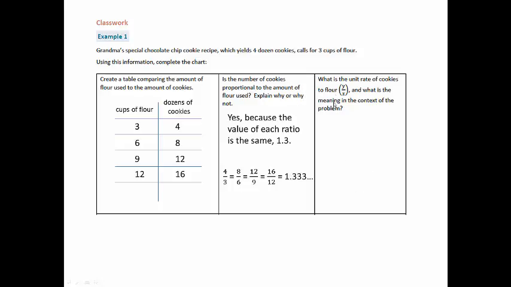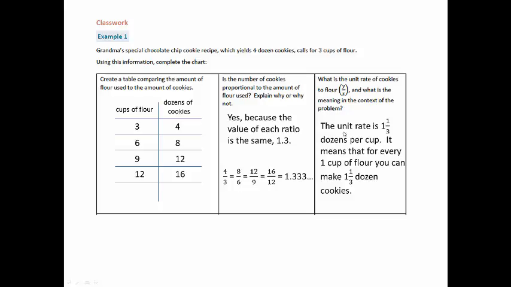The third box asks what is the unit rate of the cookies to flour. So dozens of cookies, y, to cups of flour, x. And what is the meaning in the context of the problem? That's really important. In this problem, what does the number we get mean? Well, the unit rate is 1 and 1/3 dozens per cup. It means that for every 1 cup of flour, you can make 1 and 1/3 dozen cookies. Now I wrote it as a fraction here, 1 and 1/3. I wrote it as a decimal here, 1.3 repeating. You could also write it as an improper fraction, like 4/3.